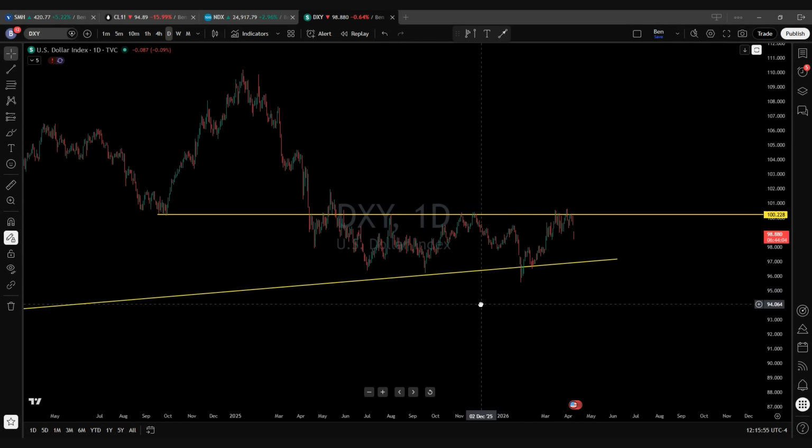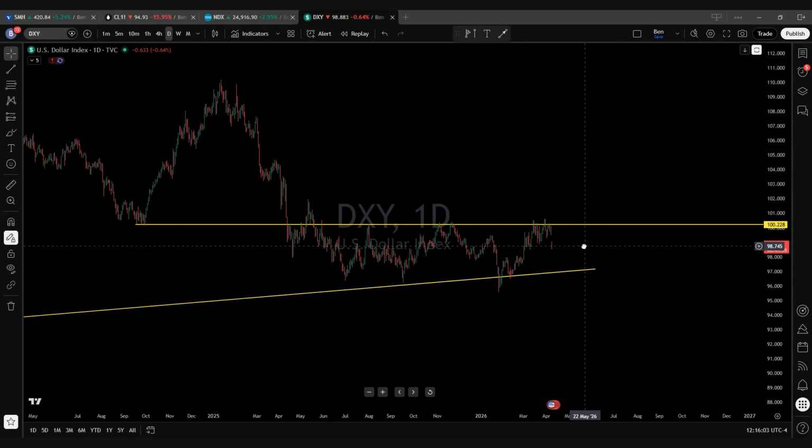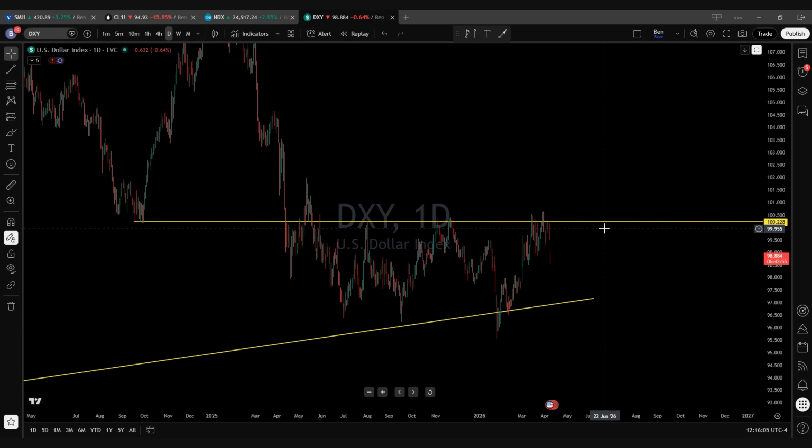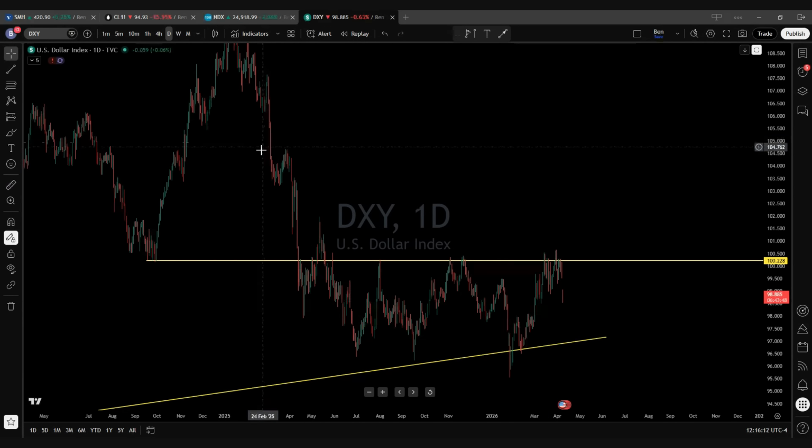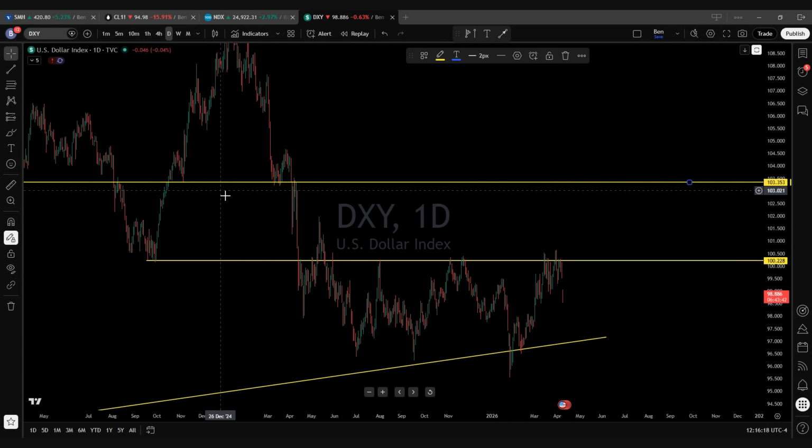So on the DXY, here's what I'm looking at. This is really the line in the sand. The more often price action hits against resistance, the weaker the resistance level becomes. And so if we can get back above 100.228, then we have another surge to the upside. I would actually be looking for a move all the way back up to about 103.353 for your initial resistance.